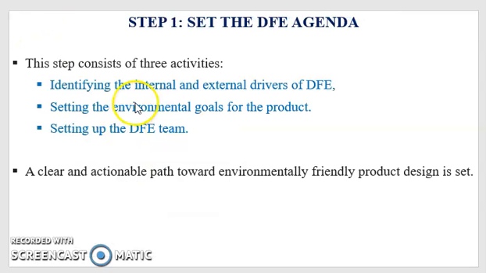The first step in DFE includes setting the agenda of the process. This step consists of three sub-activities, namely identifying the internal and external drivers of DFE, setting the environmental goals for the product, and finally setting up the DFE team. Here the organization identifies a clear path or strategy towards creating an environmentally friendly product design.